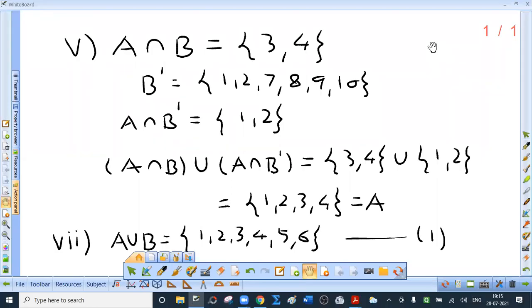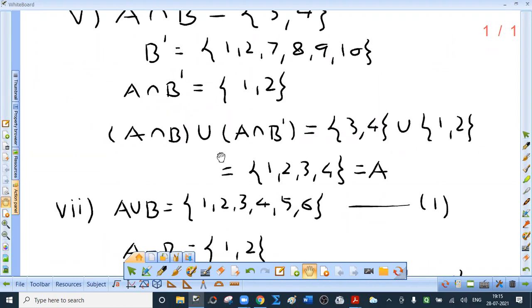Fifth one, what is A intersection B? Elements which are common to the two sets A and B: 3, 4. What is B dash? 1, 2, 7, 8, 9, 10. So what is A intersection B dash? A intersection B dash is 1, 2. So A intersection B union A intersection B dash is 1, 2, 3, 4. But this is nothing but the given set A. So set A comprises two parts: elements which are only in A, how to read this, A but not B, and elements which are common to both A and B.